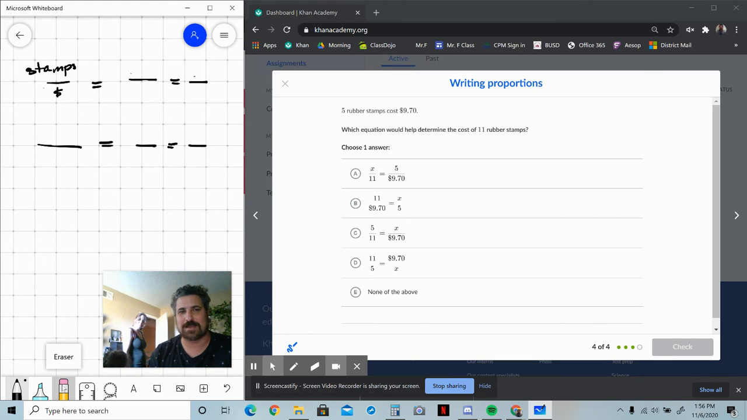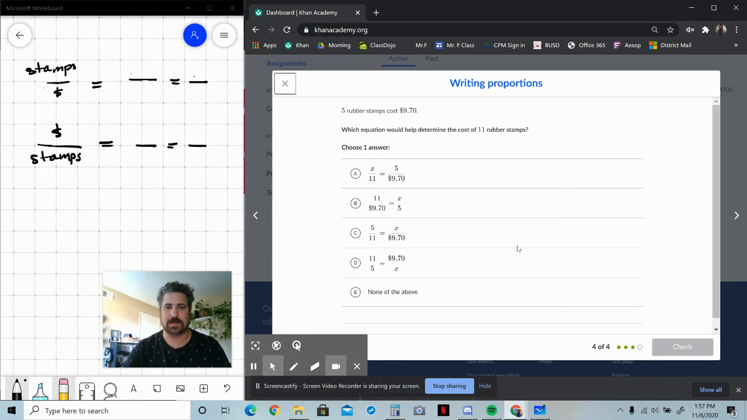Okay. So you can use stamps on top, dollars on bottom, or dollars on top, stamps on bottom. It really doesn't matter. And all right, sorry guys, my wife and daughter came in, and I had to give it a little more time here. So, anyways, stamps on top.